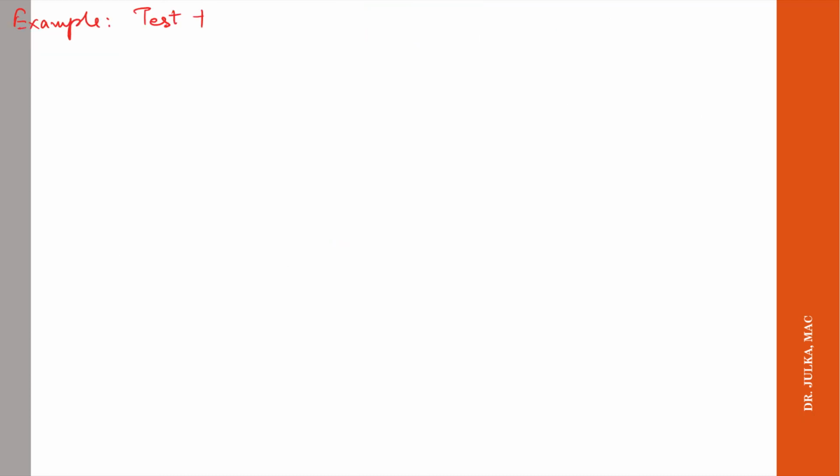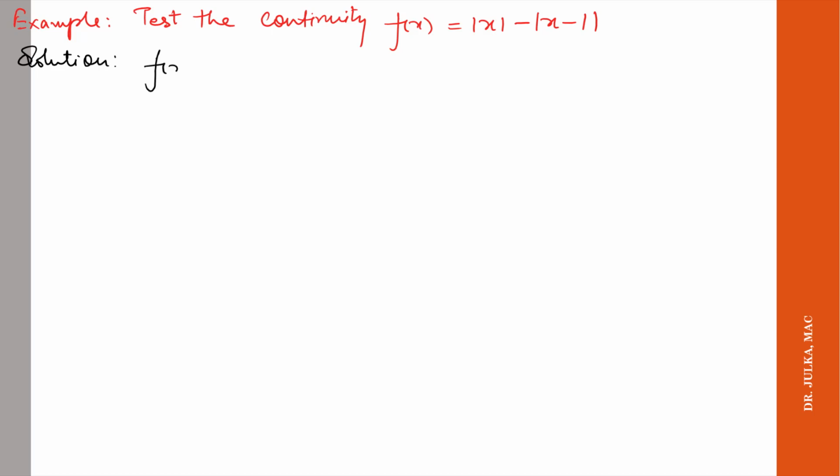Last example. Test the continuity of function f(x) equals mod x minus mod (x minus 1). If we put both mods equal to 0, in the first we'll get x equal to 0, in the second we'll get x equals 1. So the turning points are 0 and 1.